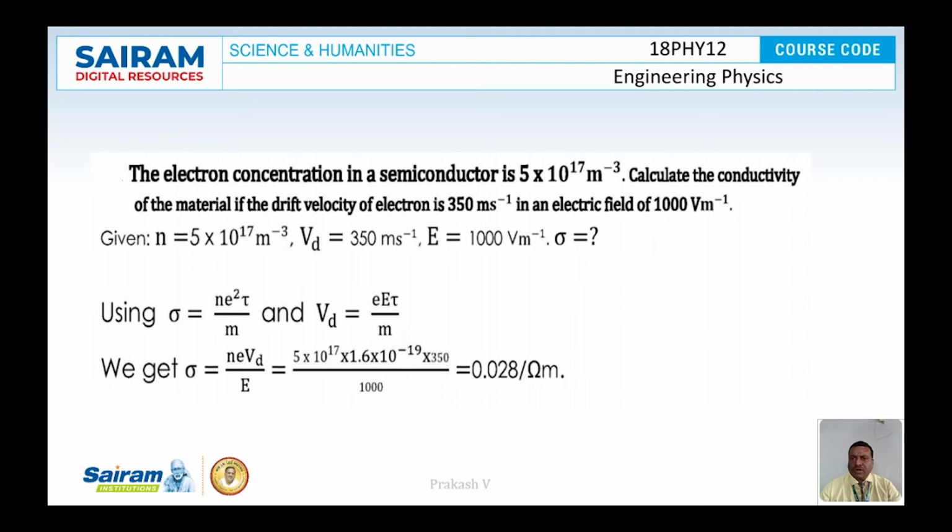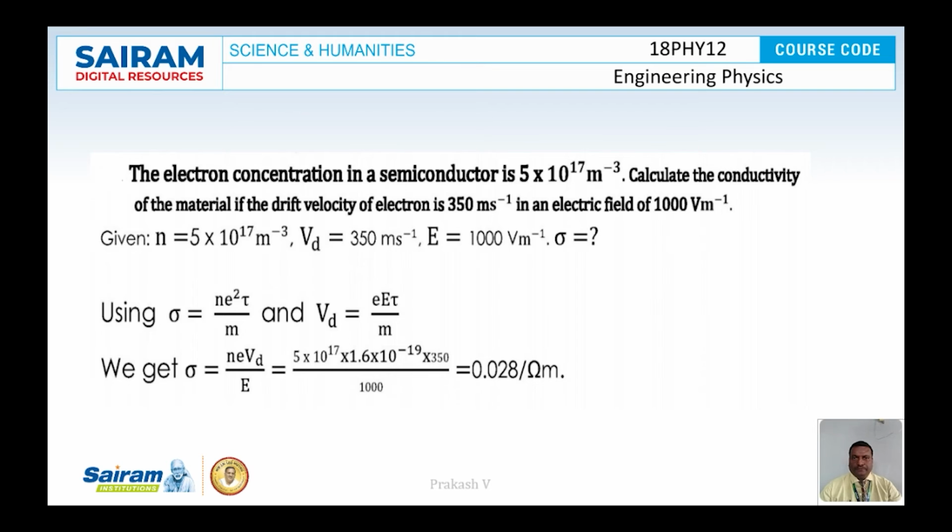According to quantum free electron theory, we have sigma equal to n e square tau by m and Vd equal to e E tau by m. So after simplification we are going to get sigma equal to n e Vd by E. So that is equal to 5 into 10 to the power 17 into 1.6 into 10 to the power minus 19 into 350 divided by 1000. On simplification, the value of sigma will be 0.028 per ohm meter. So this is the value we calculated here.